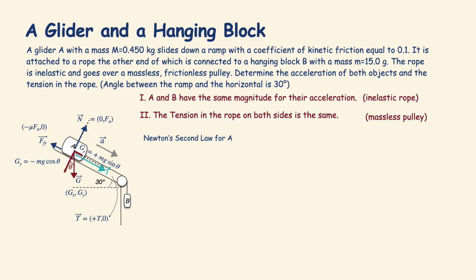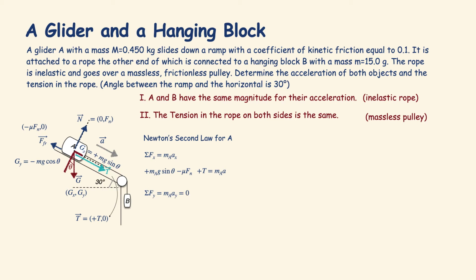I'm ready to apply Newton's second law for that object A. I'll start with the x components. The gravitational x component is going to be m_A g sine theta. Then I'm going to have the x component for the friction, minus mu Fn. The normal force will have no x component, so I'm just going to skip the 0 and jump directly to the component for the tension, which is plus T. And that all has to be equal to the mass of the glider A times the x component of its acceleration, which I have marked here as simply a.